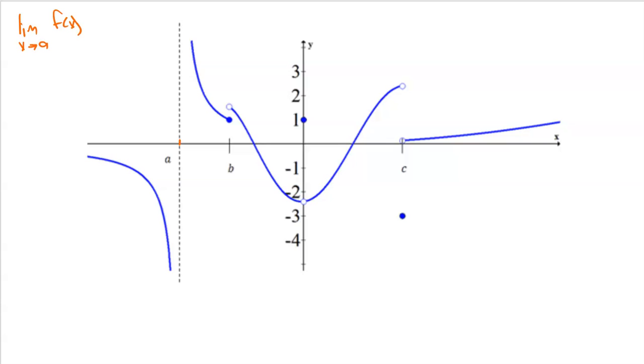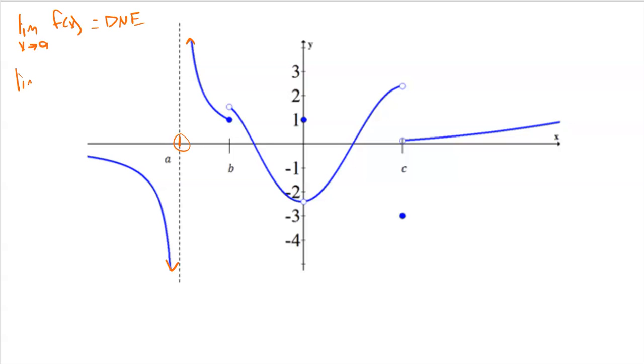Well, here's a right here. And we say, okay, as we approach a from the left, we're going down. As we approach a from the right, we're going up forever. Well, by golly, this is what we just looked at. It does not exist. The two sides, the left side and the right side, are not coming together. And there's nothing even at a anyway.